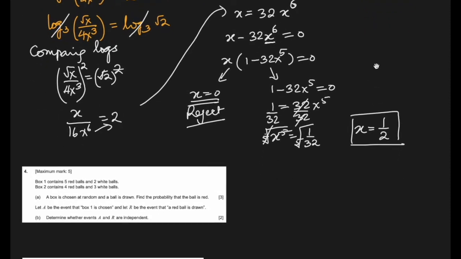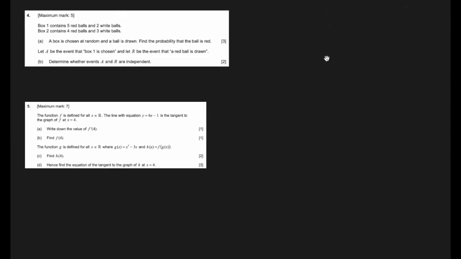Okay. Question number 4. A bag contains 5 red balls and 2 white balls, that is box 1. Box 2 contains 4 red balls and 3 white balls. A box is chosen at random and a ball is drawn, and they are independent events. Find the probability that the ball is red.